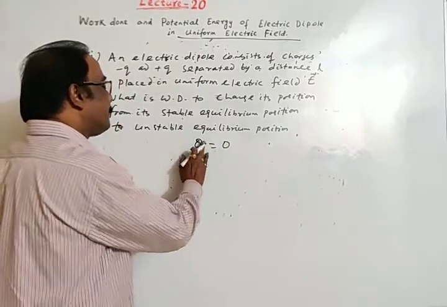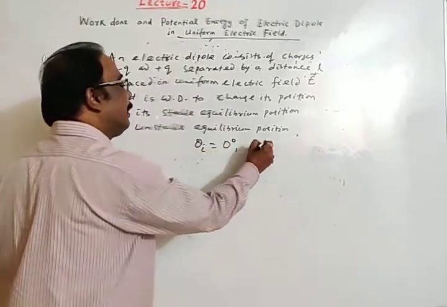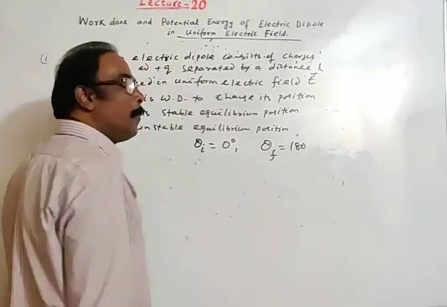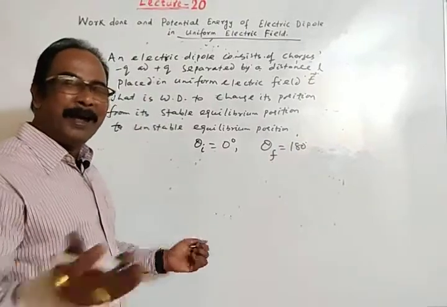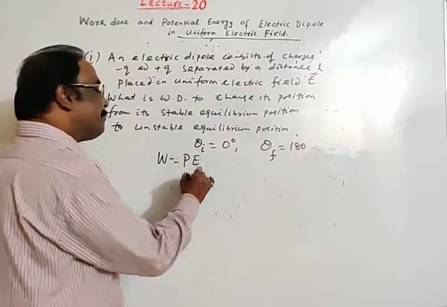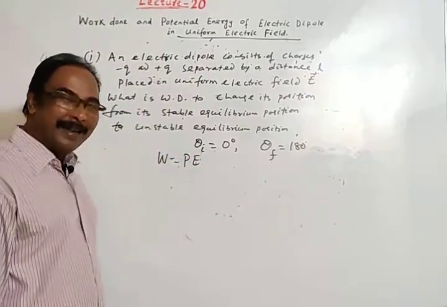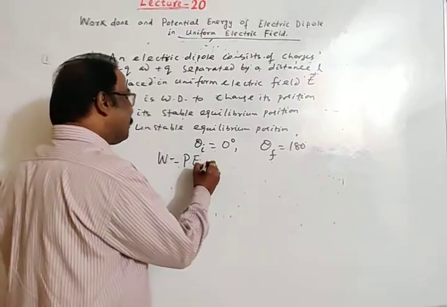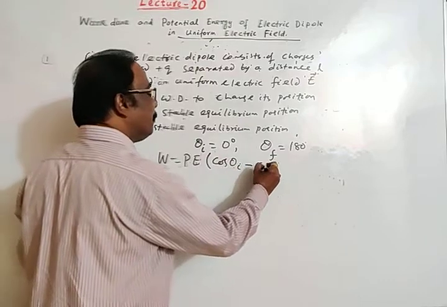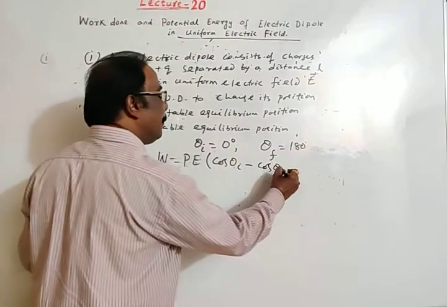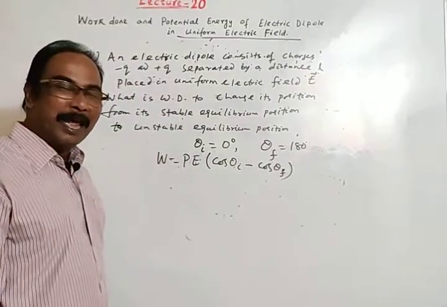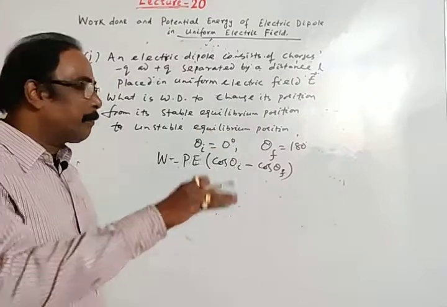These are usual questions, and as we know, if the dipole is at stable equilibrium, then initial angle is 0 degree, and at unstable equilibrium, final angle will be 180 degree. Then we have to find work done. Very simple. Work is equal to PE by external agency. We will apply external agency. Work done is equal to PE (cos theta initial minus cos theta final).